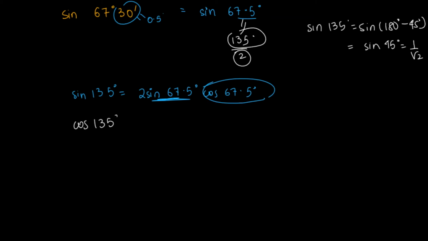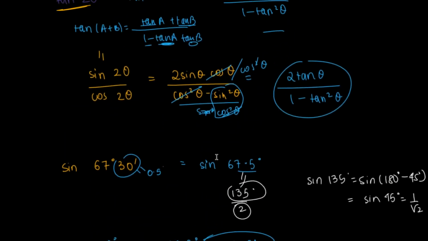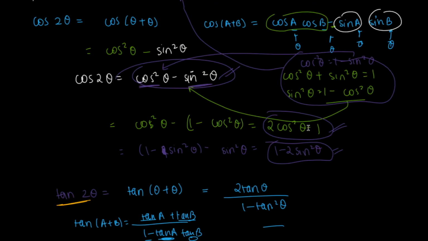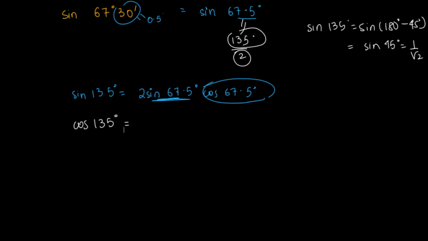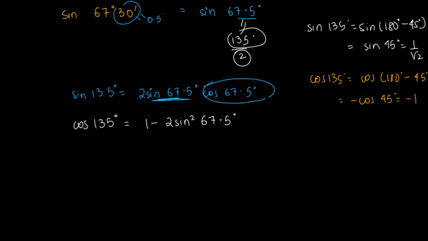So the cosine of 135 degrees, if you wanted to write it in terms of the sine of this individual angle, you can write that the cosine of 135 degrees is equal to 1 minus 2 sine squared of 67.5 degrees. And now this problem seems a lot more approachable. So cos of 135 degrees is equal to the cos of 180 minus 45 degrees, or negative cos of 45 degrees, or negative 1 over square root of 2. So just put that in right here.